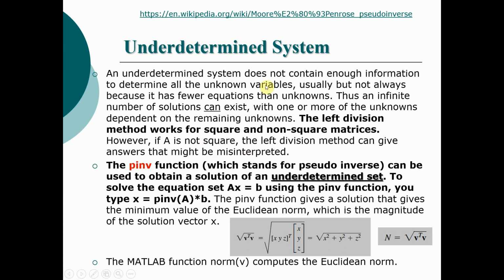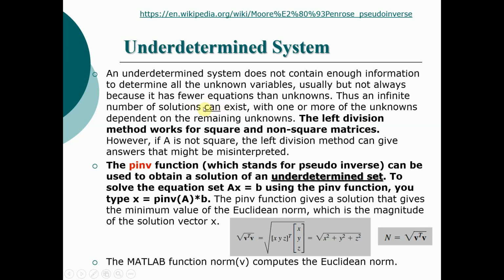An underdetermined system does not contain enough information to determine all the unknown variables. Usually, but not always, because it has fewer equations than unknowns. This is not always the case. We already saw an underdetermined system which had 3 equations and 3 unknowns, the one with b1, b2, b3. That was also underdetermined because the rank of A was not full. So an underdetermined system can have an infinite number of solutions.